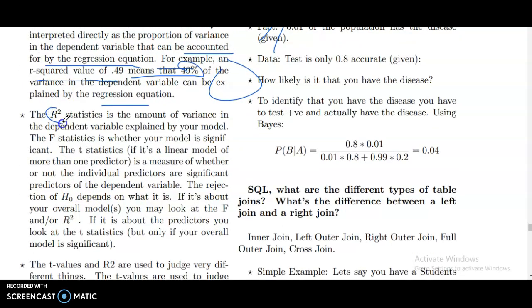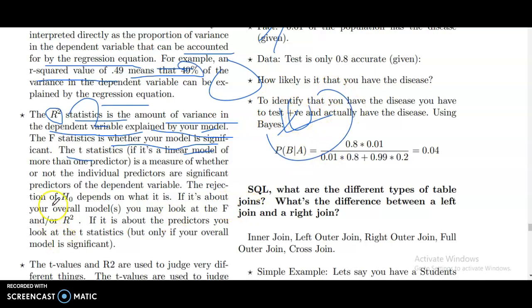The R-square statistic is the amount of variance in the dependent variable explained by your model. The F statistic tells whether your model is significant. The T statistic, if it is a linear model of more than one predictor, is a measure of whether or not the individual predictors are significant.